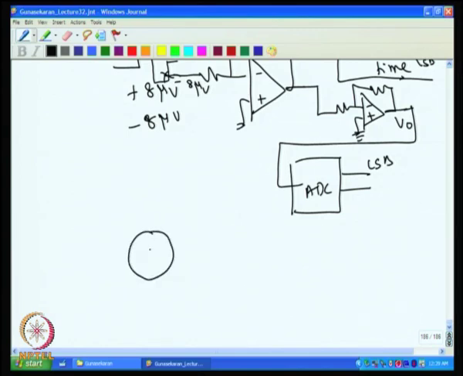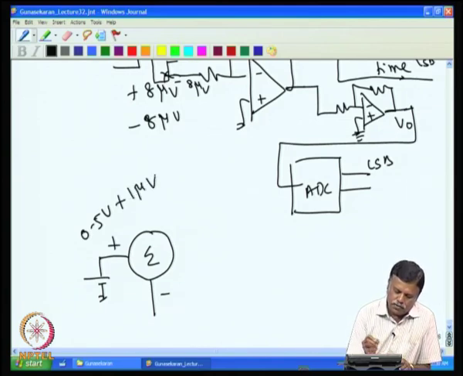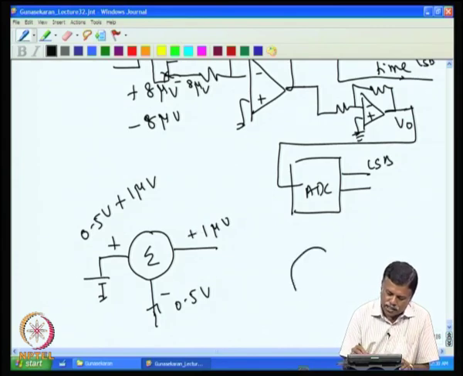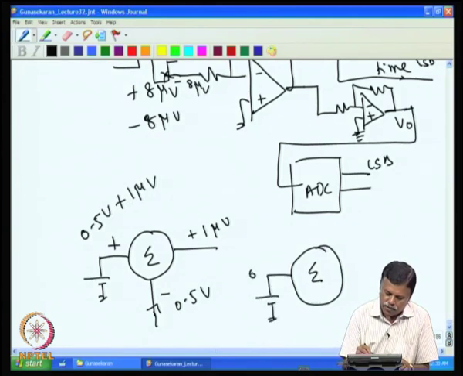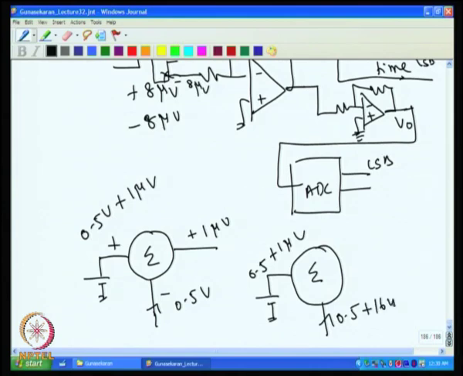that is, if I take the summing amplifier, if the input is 0.5 volt plus 1 microvolt. Then the input to this will be 0.5 volt, then at that time I will get here 1 microvolt plus 1 microvolt. Whereas, if I take the other option, you have 0.5 plus 1 microvolt here, and then when LSP is on, I will get 0.5 plus 16 microvolt.